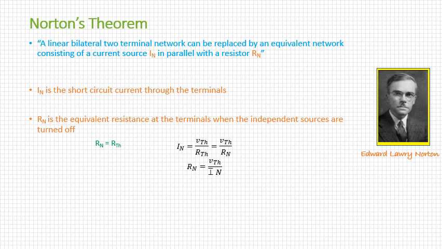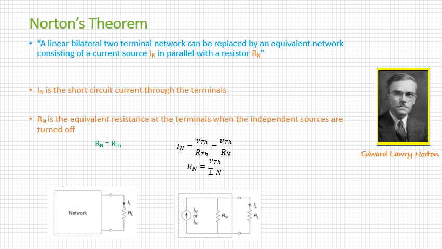And IN, the Norton current, will be equal to VTh divided by RTh. That is, Thevenin voltage divided by RN. So from this equation we can write RN will be equal to VTh divided by IN, Thevenin voltage divided by Norton current IN, or the short circuit current IN. So according to Norton's theorem, a given network having two terminals can be replaced by a current source in parallel with a resistor. The current source is the Norton current IN, and the resistance is Norton resistance RN.